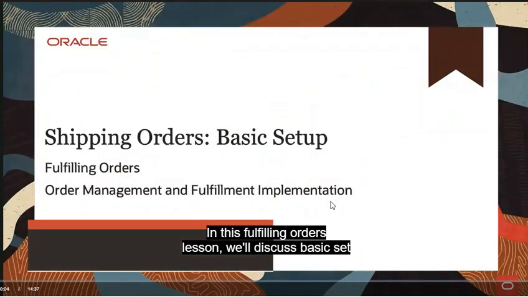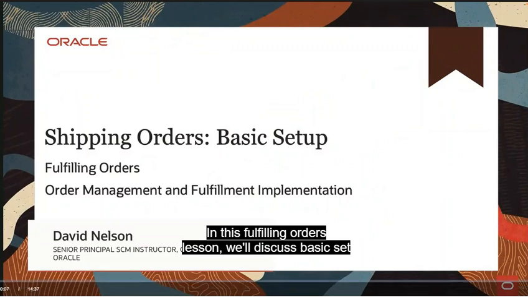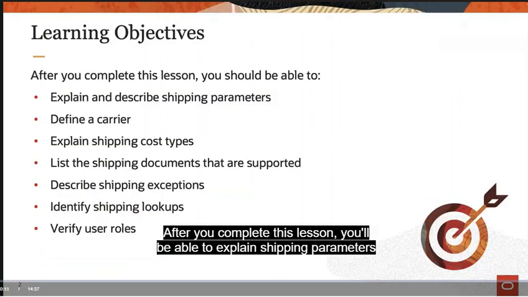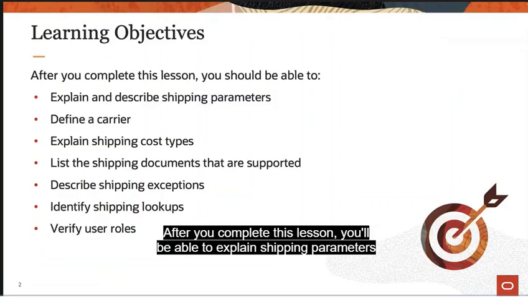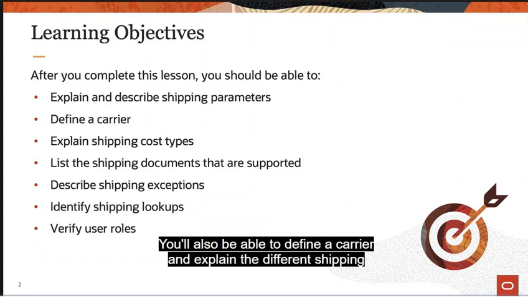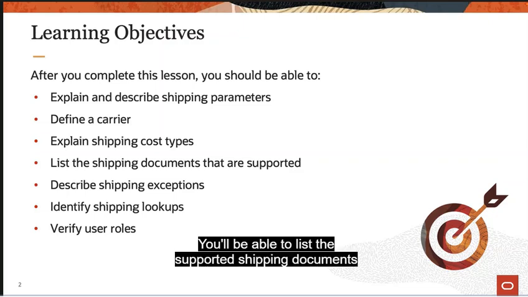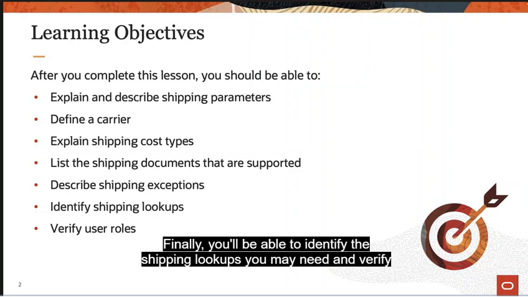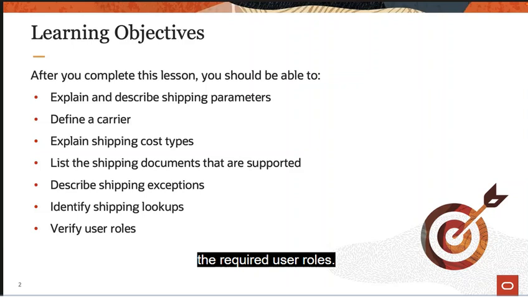In this Fulfilling Orders lesson, we'll discuss basic setup and configurations for shipping orders. After you complete this lesson, you'll be able to explain shipping parameters and describe how they're used. You'll also be able to define a carrier and explain the different shipping cost types. You'll be able to list the supported shipping documents and describe common shipping exceptions. Finally, you'll be able to identify the shipping lookups you may need and verify the required user roles.